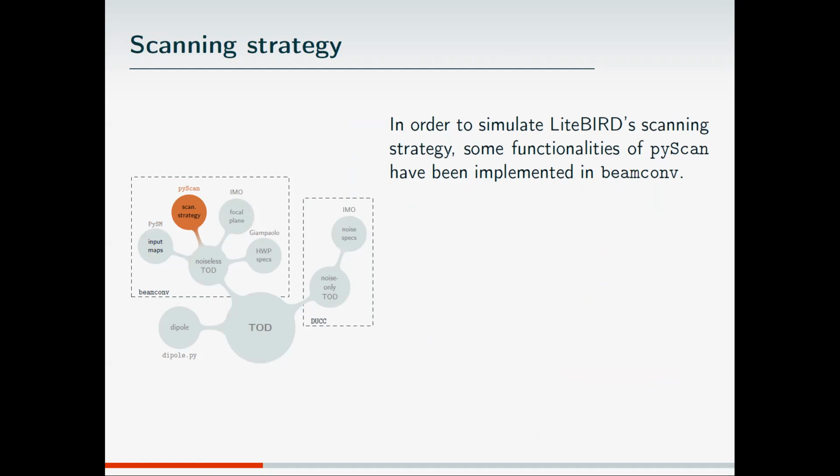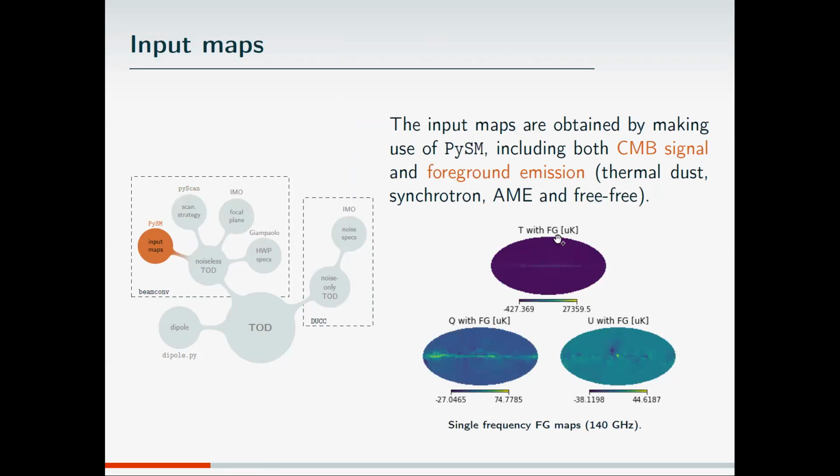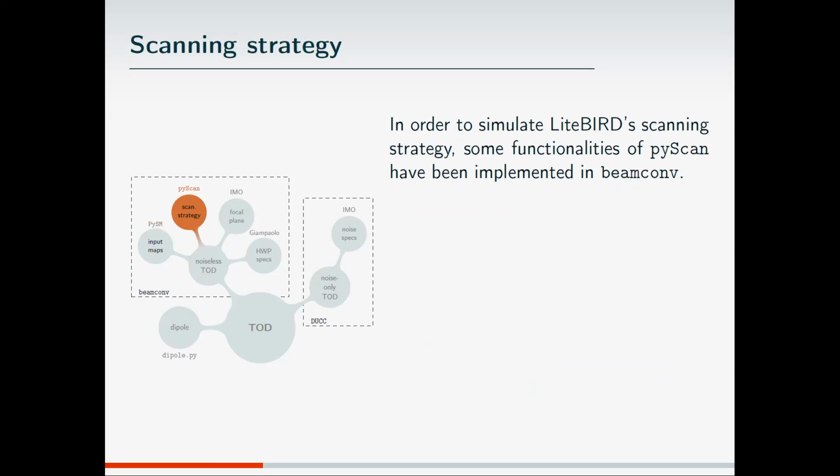About the input maps, I'm just using PySM to simulate a map with CMB signal and foreground emission. At this point, my pipeline is only able to deal with a single frequency. So I just took the band center of a frequency channel of LiteBIRD, and these are the maps for intensity, Q and U Stokes parameters that I get. In the future, I would like to extend it to deal with many frequencies and bandpass integration, but I'm not there yet.